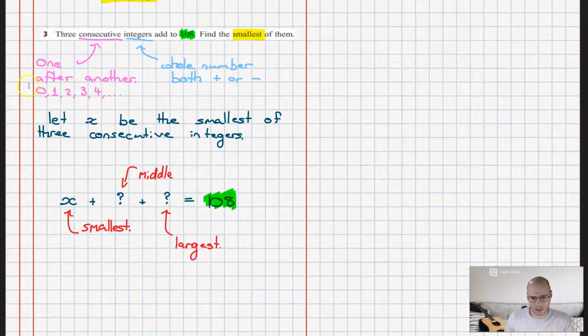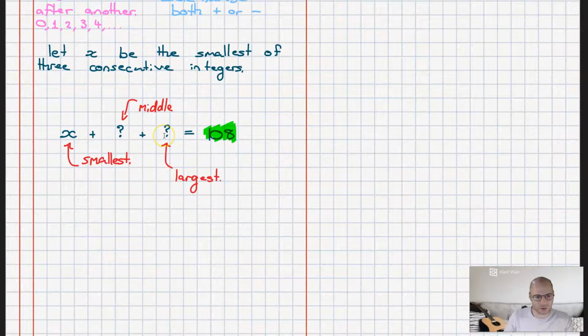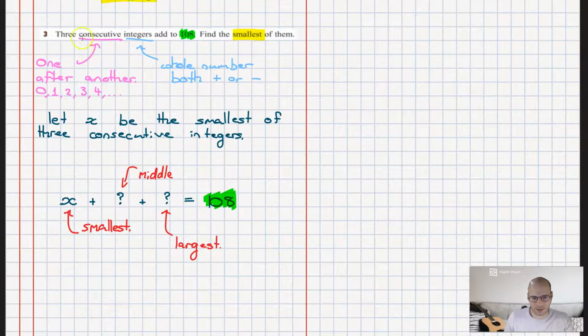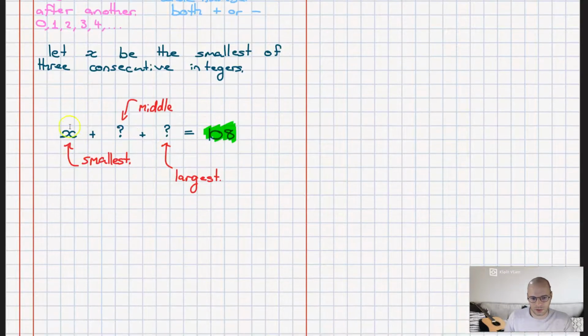Alright, now we need to figure out how do we rewrite these question marks here? How can we make it such that it's a mathematical statement? And the key giveaway here is when it says consecutive. When we go consecutive, we go one after another. So 0, 1, 2, 3, 4. So if x represents the number, say if x equals 1, then the next number on from that would be 2. And the way we could represent that is x plus 1.